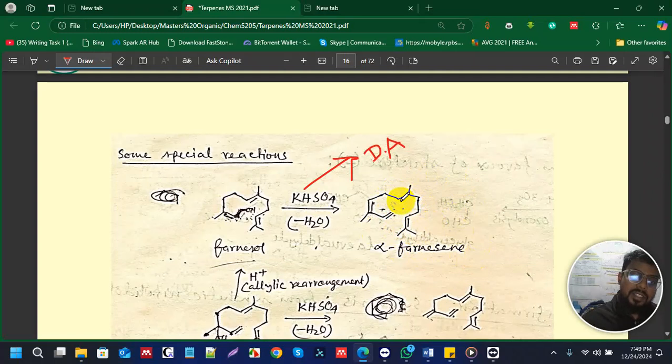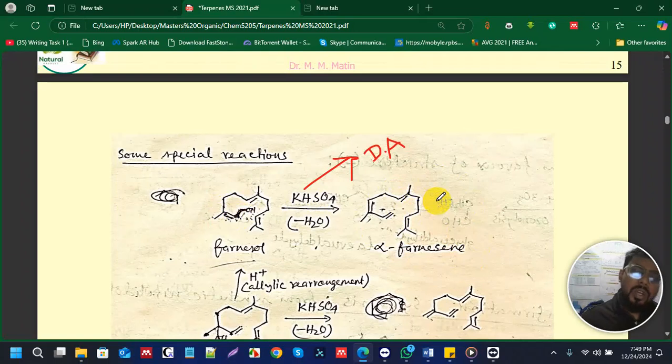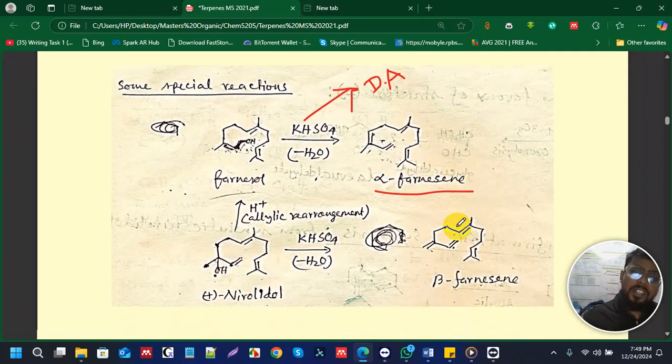As usual, changes occur at this double bond and this double bond. So guys, in the presence of potassium hydrogen sulfate, we'll be able to dehydrate farnesol, and we'll be able to produce alpha farnesene from farnesol.